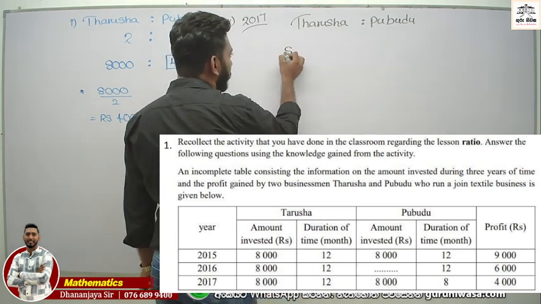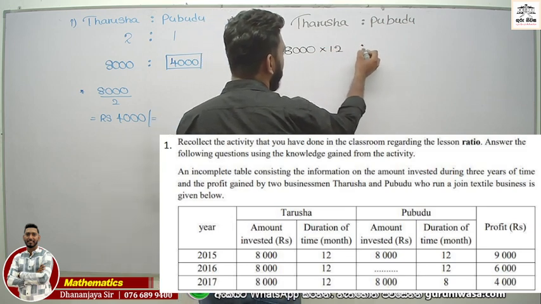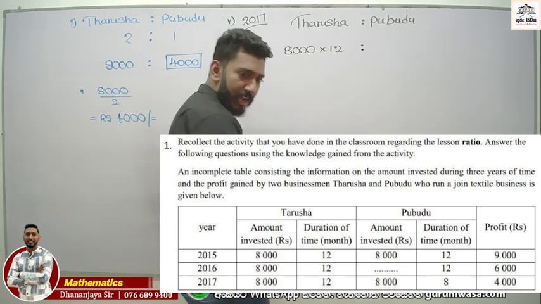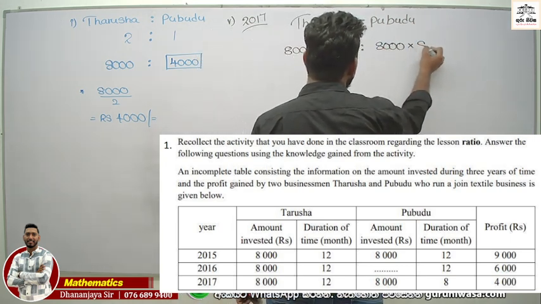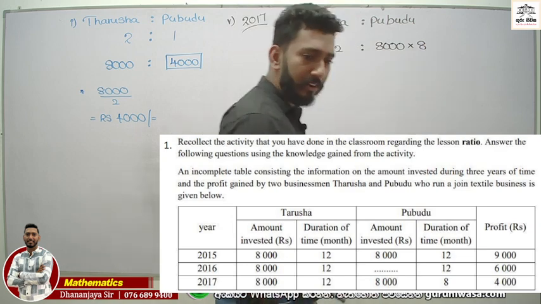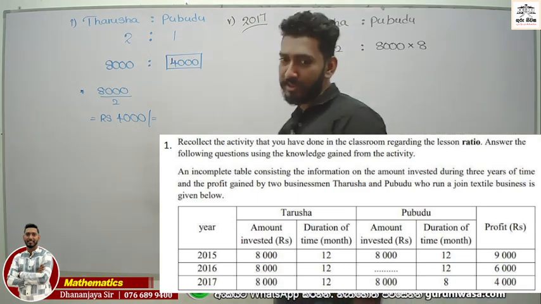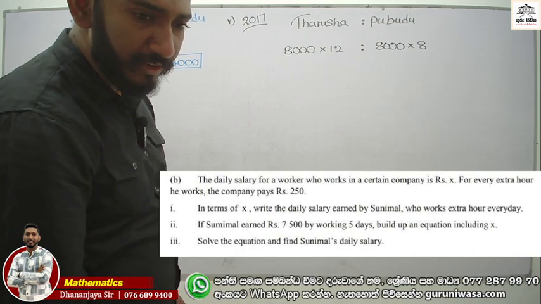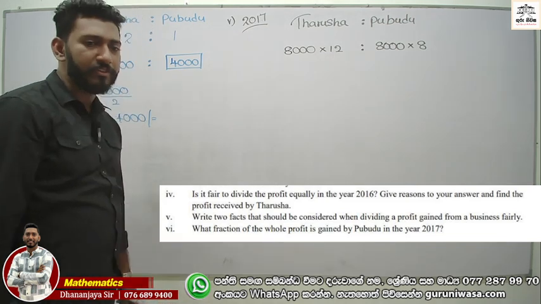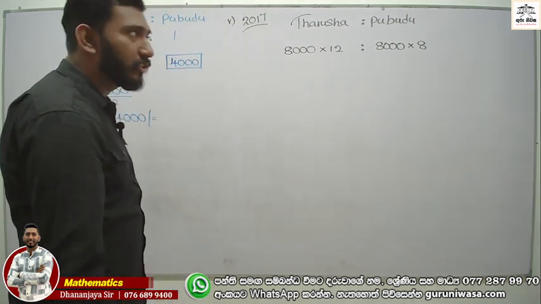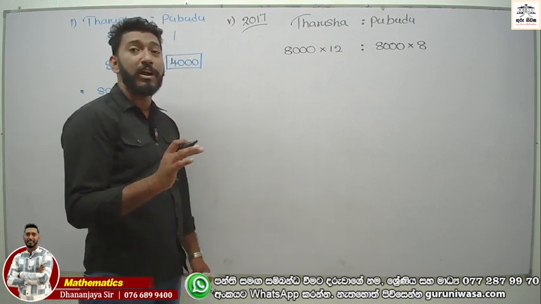Now look at this. 8,000 for 12 months, but Pubudu 8,000 for 8 months. Then the total profit received is 4,000. What is the question? You need to find a fraction. What fraction of the whole profit? It's not related to the profit. The profit is not being asked. What is being asked? Fraction. What fraction?